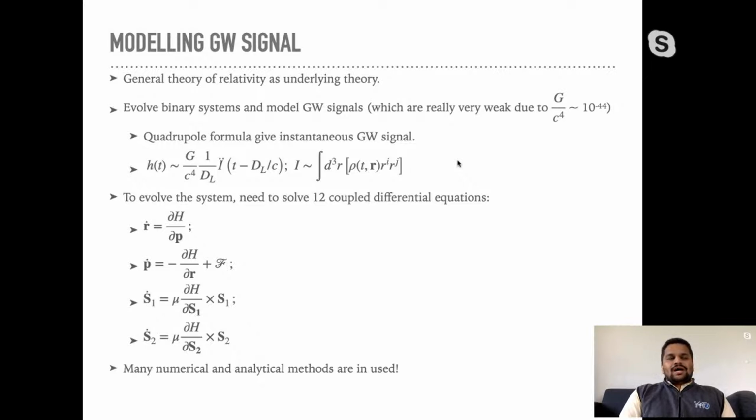And people are trying to model these gravitational waves. The only problem is they are not as strong as binary black holes or binary neutron stars. So unless and until there is a supernova very close by in our own galaxy, we cannot detect them.